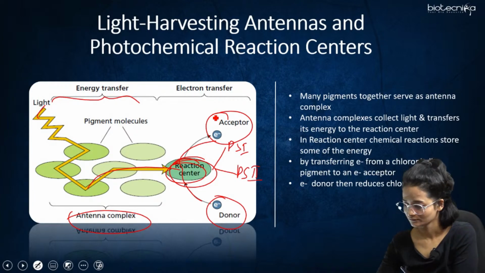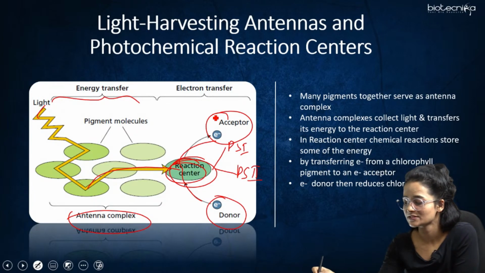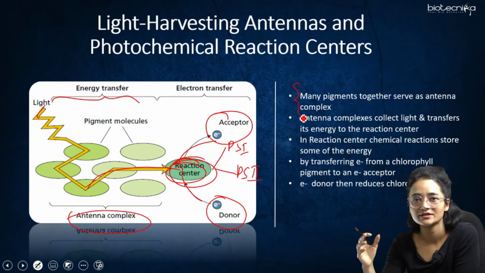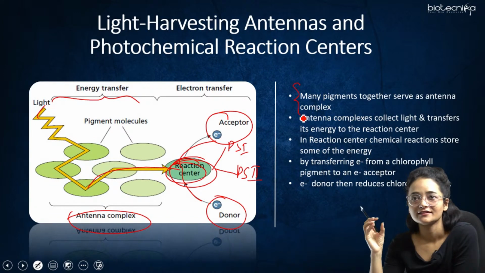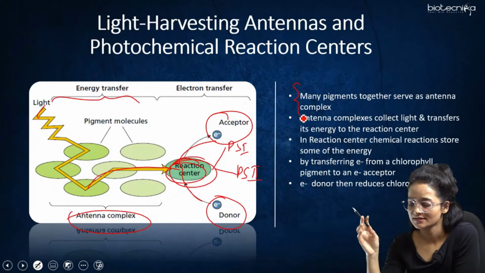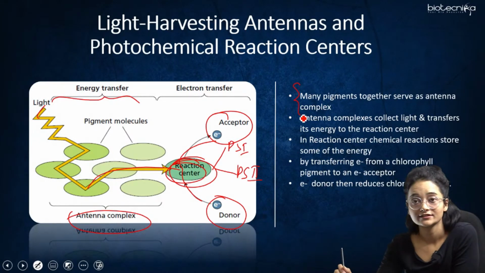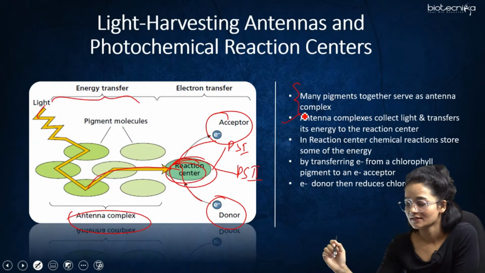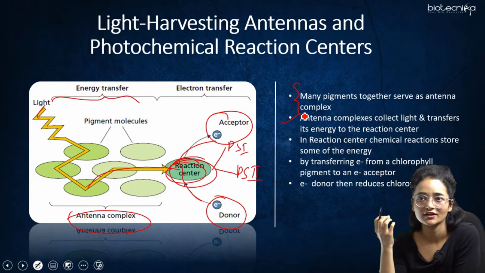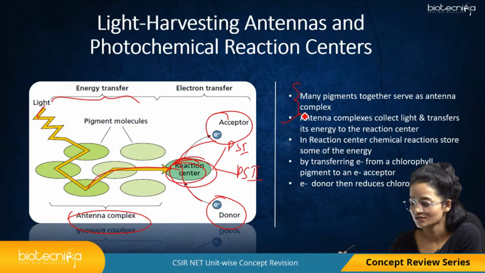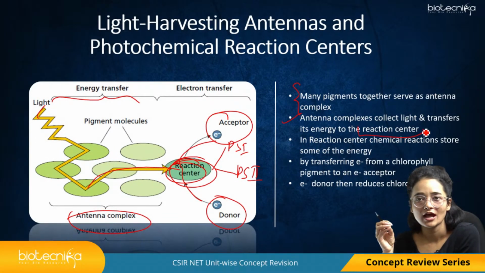So here it says that the many pigments together serve as the antenna molecules, right? All the chlorophyll pigments present in the chloroplast together form an antenna complex inside the thylakoid membrane, and the antenna complexes collect light. Light falls on this antenna complex, and they collect the light and transfer its energy to the reaction center, right? Then in this reaction center, the chemical reactions basically take place.